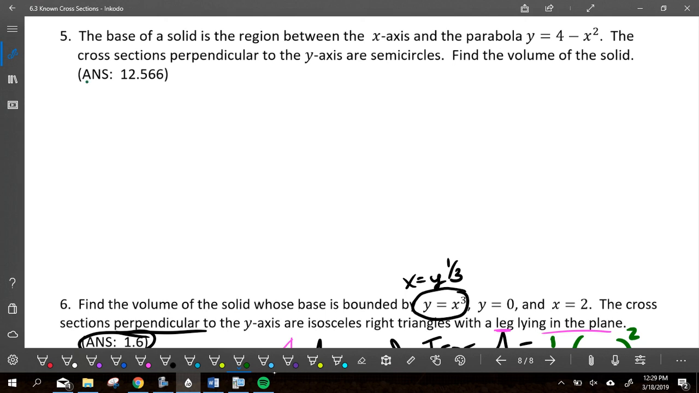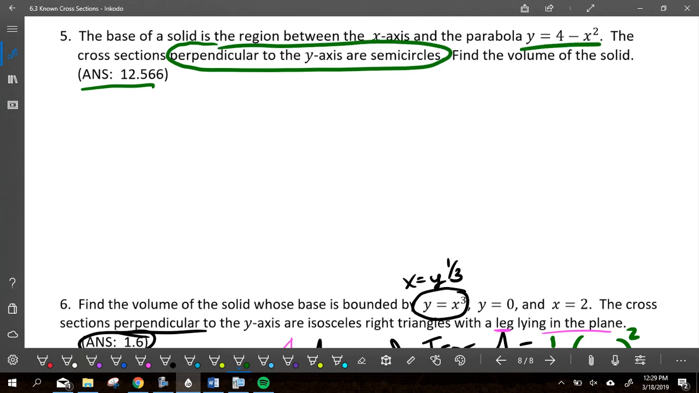The answer is 12.566. You're trying to draw it out with your neighbor, trying to label everything you need. Notice that you are perpendicular to the y-axis. This equation is y equals, so you're going to have to rewrite that equation to make it an x equals equation. Okay, so you're going to have to do a little bit of work on that. Draw your picture, draw in your semicircles, make sure you understand what you're doing. Go.